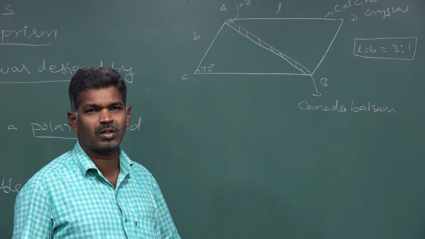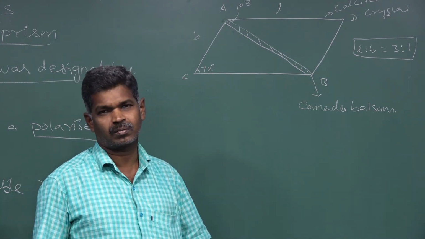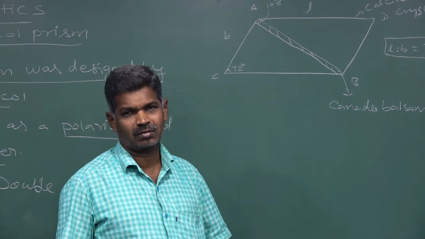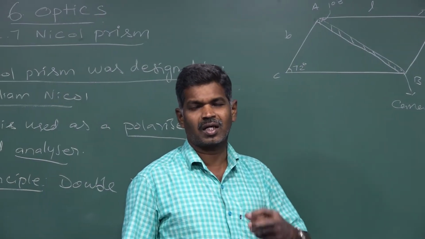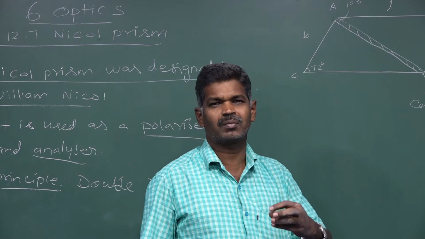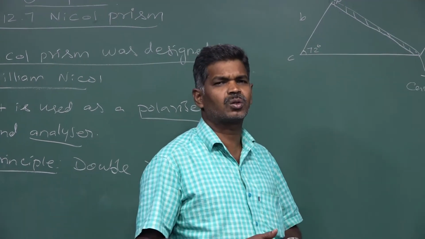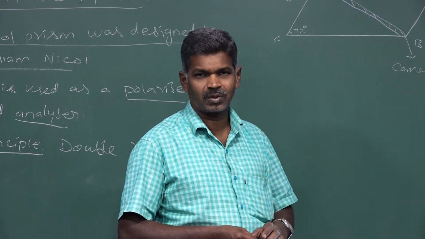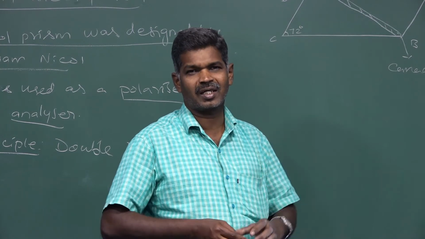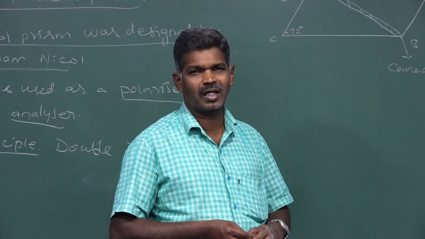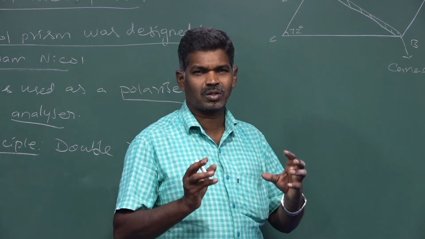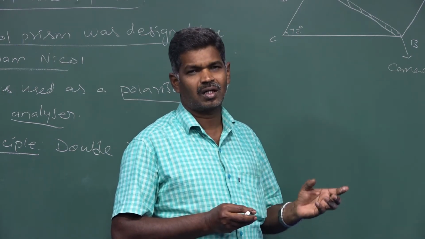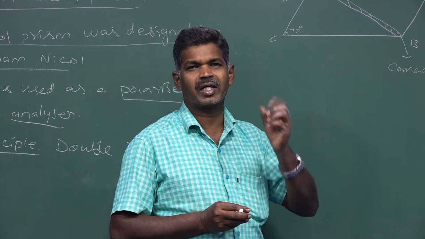Then we are going to see the working of the Nicol prism. It is used to produce plane polarized light. For that purpose, we generate unpolarized light from a monochromatic source, which is a sodium vapor lamp. The sodium vapor lamp produces yellow color light. That yellow light from the sodium vapor lamp is used as the source, and from it a yellow ray is produced.